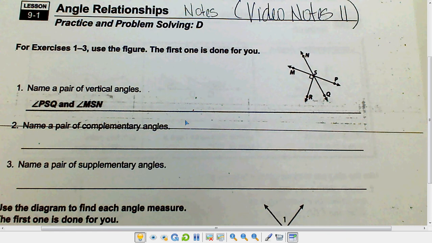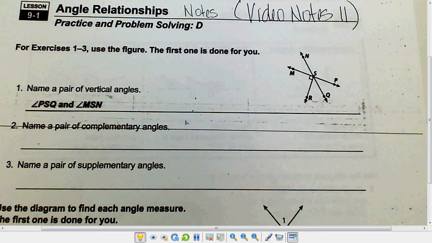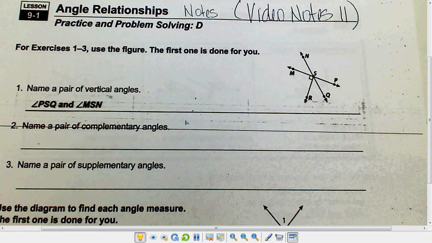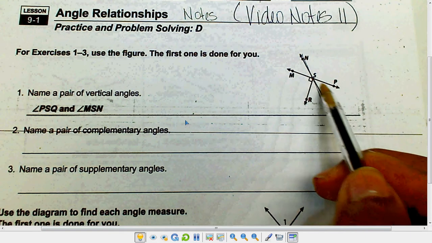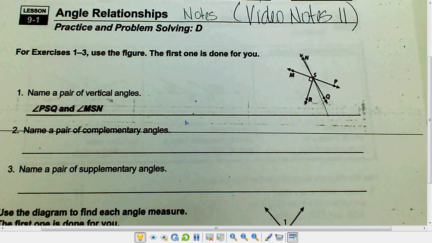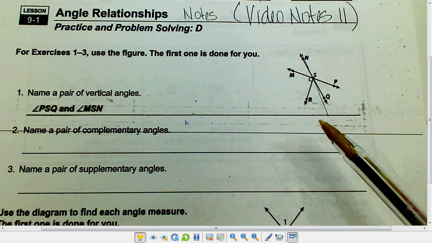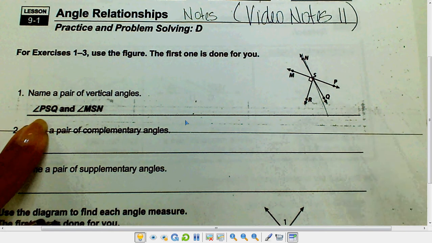Okay, the first thing it says is we want to name a pair of vertical angles. Remember, we just got through talking about vertical angles when you wrote down in your notebook. So if you need to, please refer back to your notebook to see what vertical angles are. They actually did this one for you. It told you that vertical angles are formed by intersecting lines. So we see lines intersecting right here and right here. So therefore, our angles would have to be sitting on those lines somewhere. Okay, so what they gave you was angle PSQ.